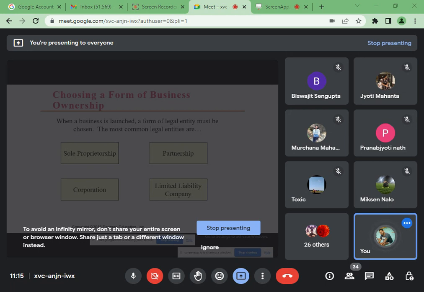When a business is launched, a form of legal entity must be chosen. So these are the four: sole proprietorship, partnership, limited liability company, corporation.